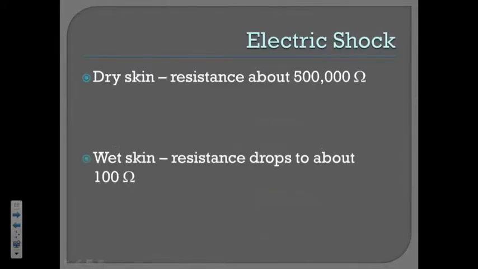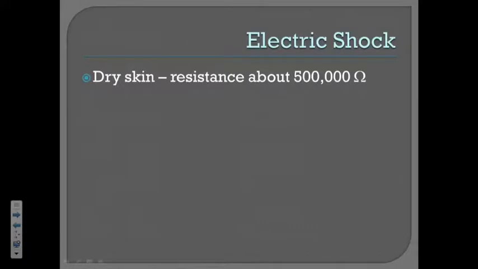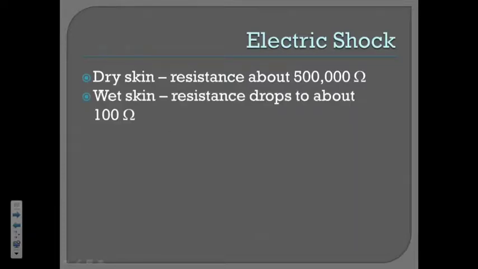All right, so let's talk about electric shock, something that's always very interesting to people. If you have dry skin, that usually means that your body's resistance to electrical flow is about 500,000 ohms. So you usually have a lot of resistance in your body, and your body can resist a lot of electrical flow. But if you're wet, like you just jumped in the pool, your resistance drops to about 100 ohms. So that's a big, big difference.